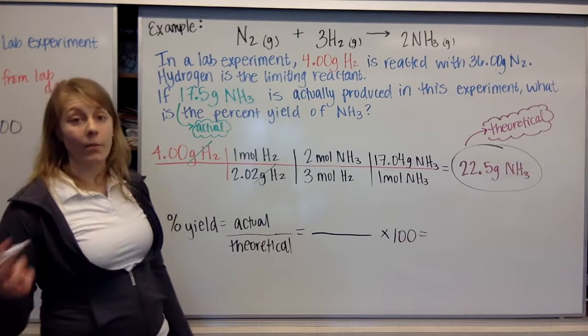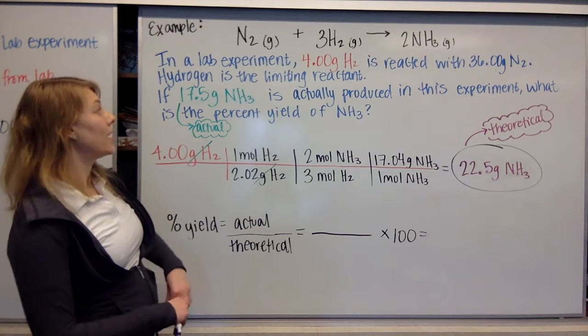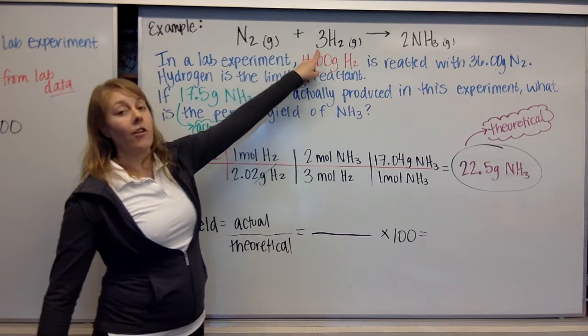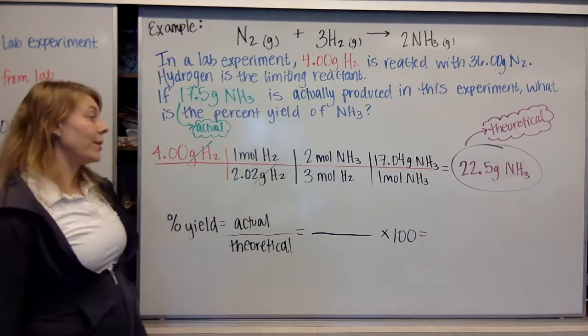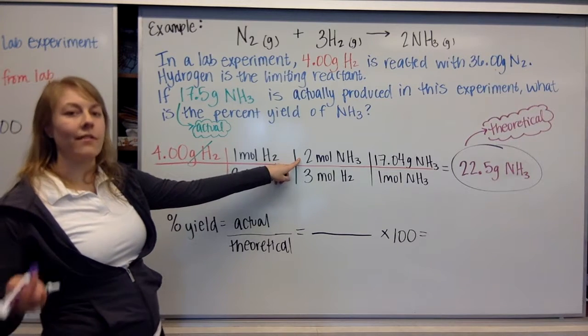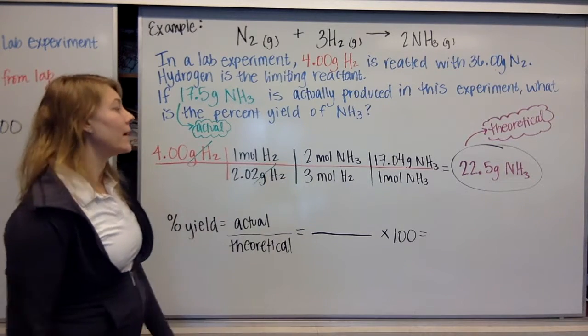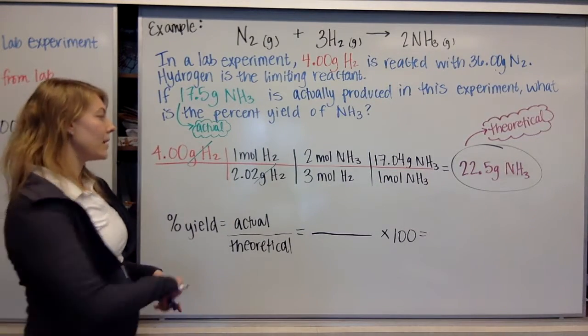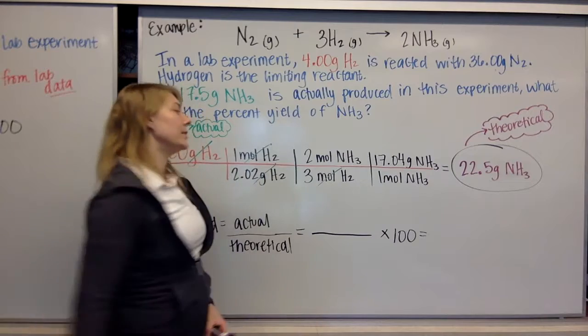Okay, so where am I looking for this? I'm looking at my balanced equation. I have moles of H2 on bottom, and if I look up here, I see that there are 3 moles of H2 in that balanced equation. And on top, I'm trying to get to the substance NH3, so it needs to be moles of NH3 on top. If I look at my balanced equation, I have 2 moles of NH3, okay? Moles of H2 cross off.